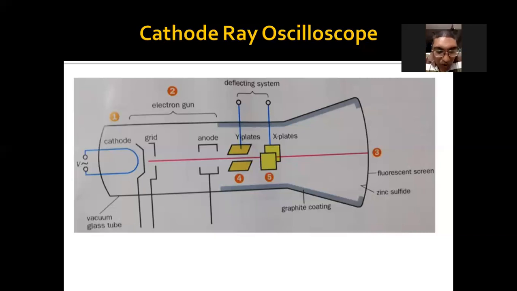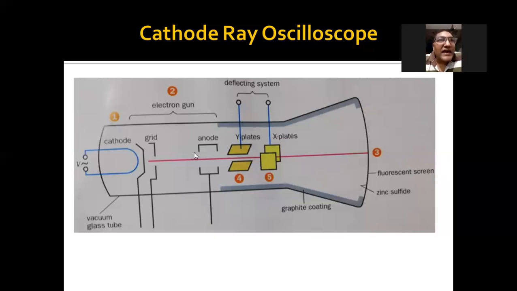You see, the cathode is a metal, and when it is heated, the electrons which are in that cathode come out from the surface, from the body of the cathode, into the air. This process is called thermionic emission. Remember this: the electrons from a heated cathode come out into the air. This is called thermionic emission.